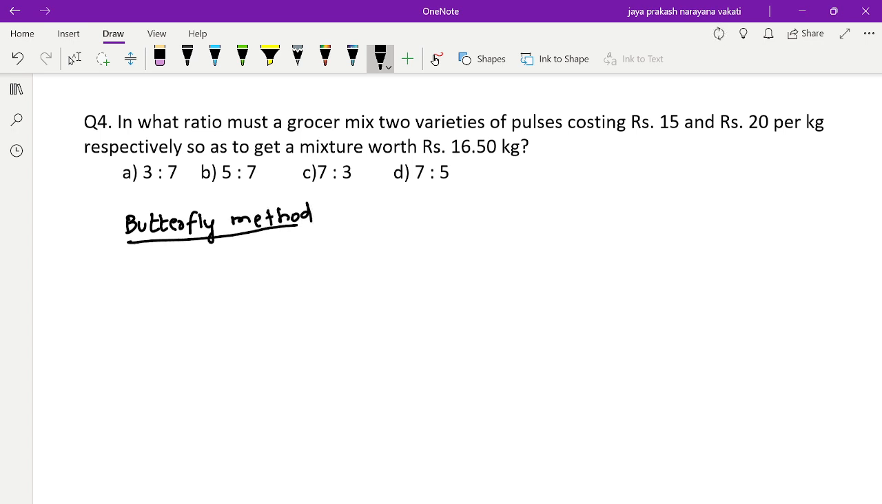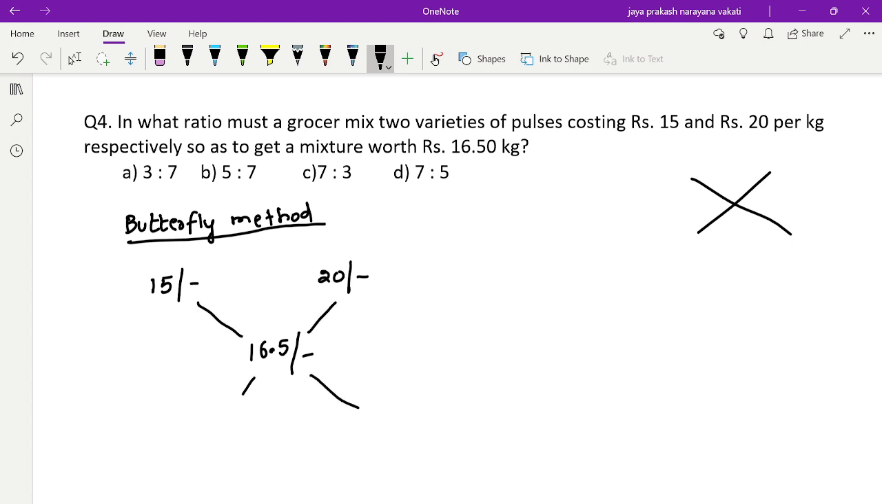So remember, the theory I will mention in another video. Let us solve this problem. Write down the cost, with the cheaper cost on the left hand, 15 rupees, and on the right hand, this. So this is the butterfly method, guys. First variety 15 kg, second variety 20 kg, and you need to mix and sell it for 16.5 kg. This is what I am talking about, the butterfly method.